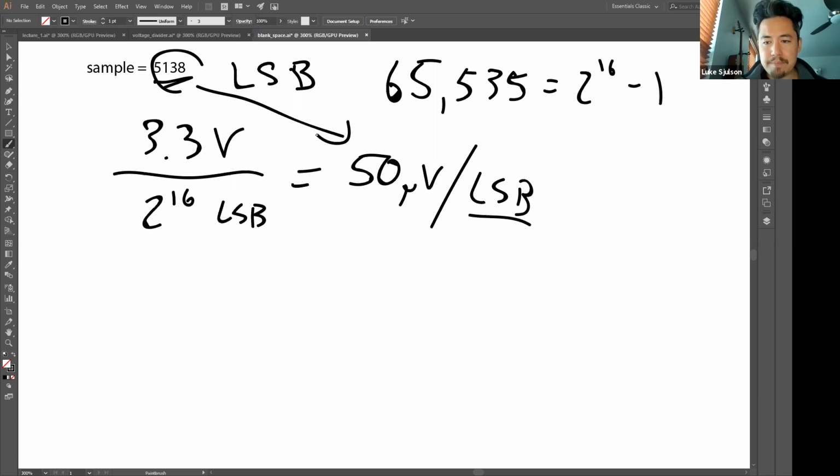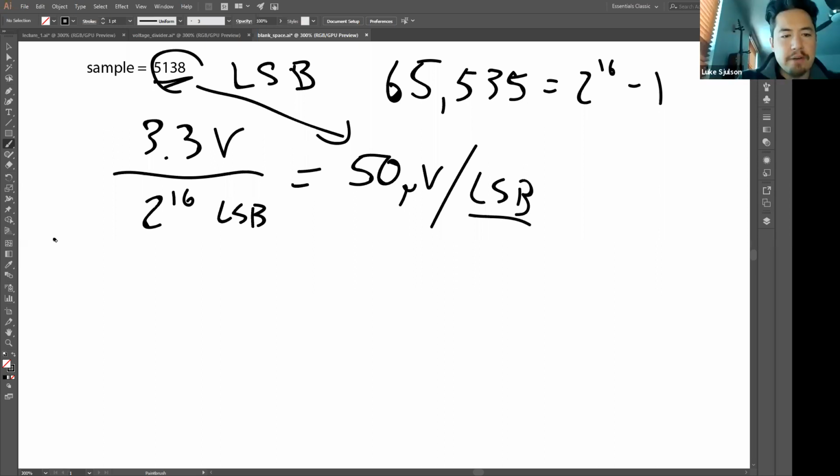Luke? Yes. What is that value? The sample, is it the number of bits? I'm a bit lost. 5,138, what is that? So is there an accumulation of bits over time? I'm a bit lost.